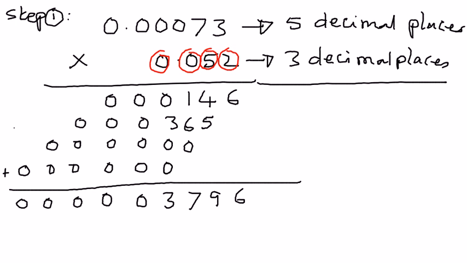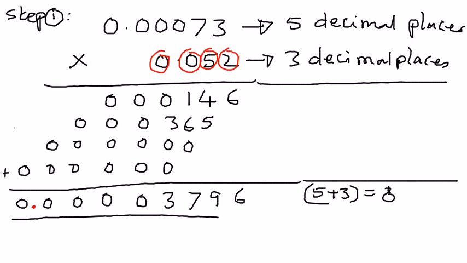And now we're going to come back here and then say we have 5 plus 3. There are 5 decimal places in the first number, 3 decimal places in the second number, therefore 5 plus 3 equals 8 decimal places to move. We're going to move 8 decimal places from right to left. So how do we do that? 1, 2, 3, 4, 5, 6, 7, 8. So that is where we place the decimal point.